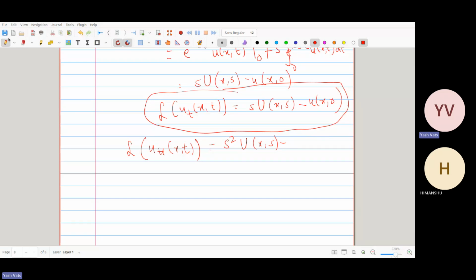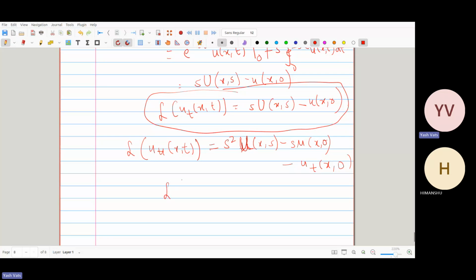So that's a small u actually, and u_t. Wait, I think that's capital U, that's small u, so that's small u. sU(x,s) minus u(x,0) minus u_t(x,0). So similar to the ordinary derivatives you're getting here. Yes, that's what I want to say.